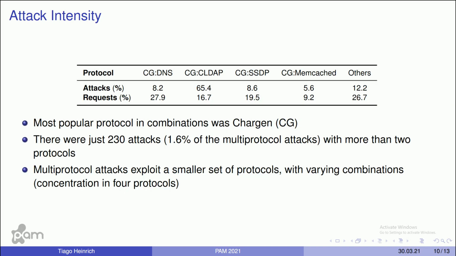This table shows the most frequent combinations of protocols used in multiprotocol attacks. Attacks combining CHARGEN and SSDP are more numerous, but had fewer requests than attacks involving other protocols. There were just 230 attacks with more than 2 protocols being used at the same time. Our study showed that multiprotocol attacks exploit a smaller set of protocols with a varying combination.